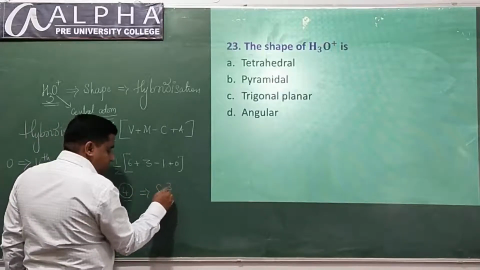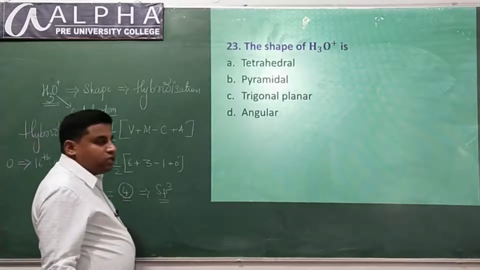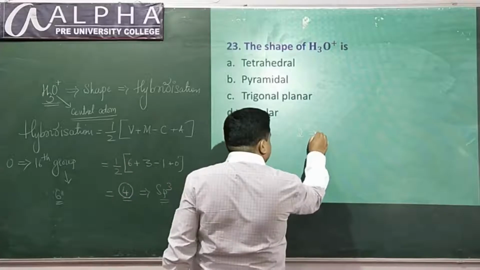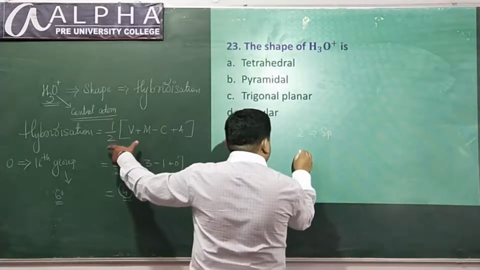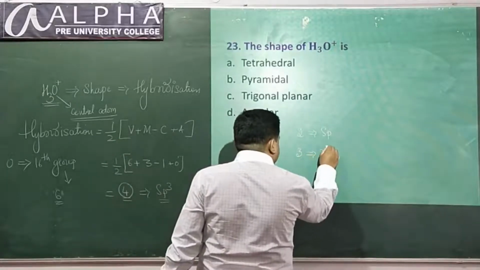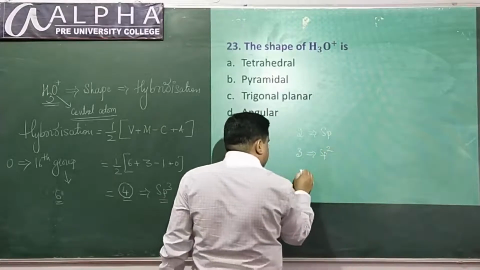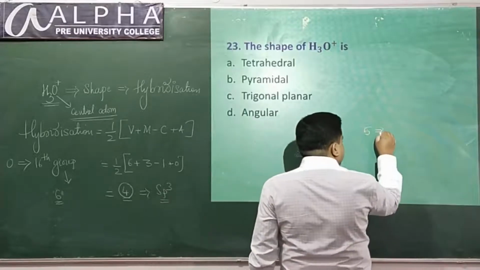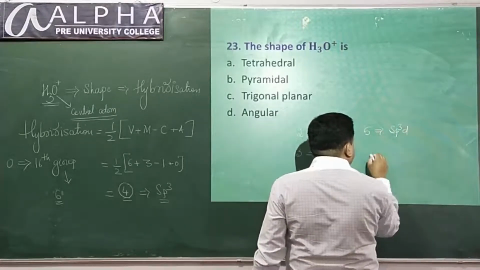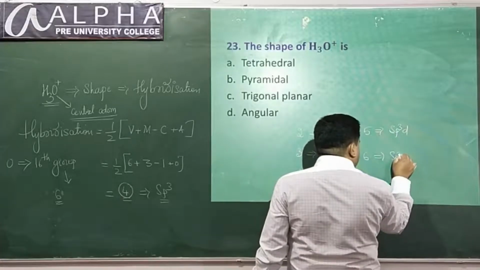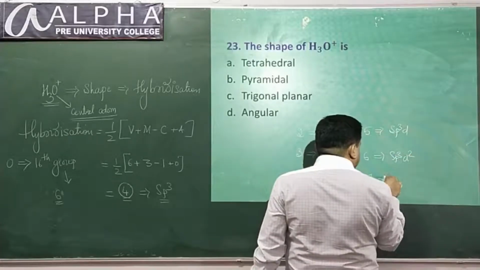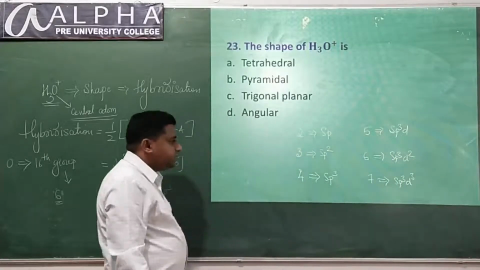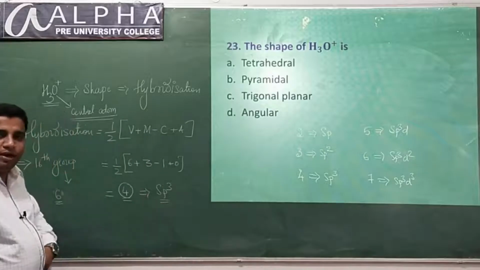sp3 hybridization. Students, just check: if you get the answer as 2, it is sp hybridization. If you get 3, it is sp2 hybridization. If 4, it is sp3. For 5, it is sp3d. For 6, sp3d2. And for 7, it is sp3d3 hybridization. So we are getting sp3 hybridization.